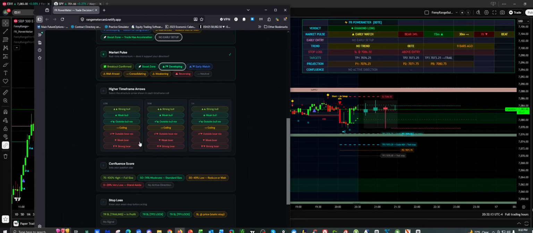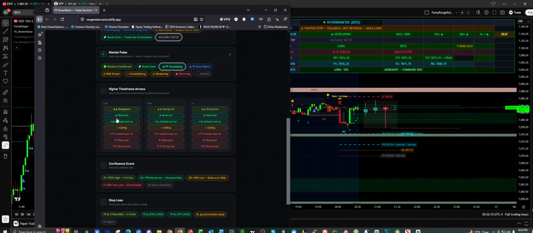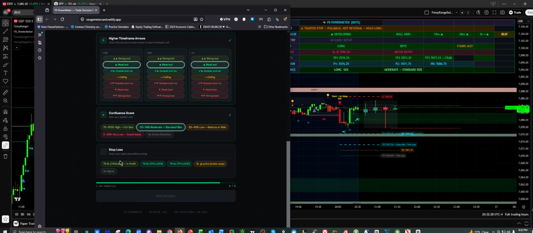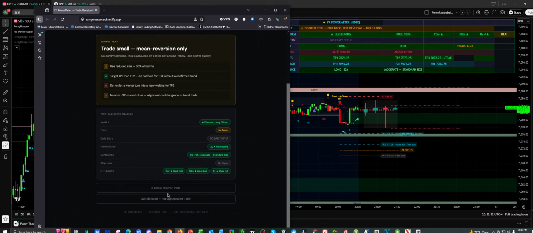But let's just use this to show 15 minutes is weak bull, 30 minutes is a weak bull, 1 hour is a weak bull. Then the confluence is long 52%, which is there, and the stop loss is no signal on the stop loss. So we get direction.